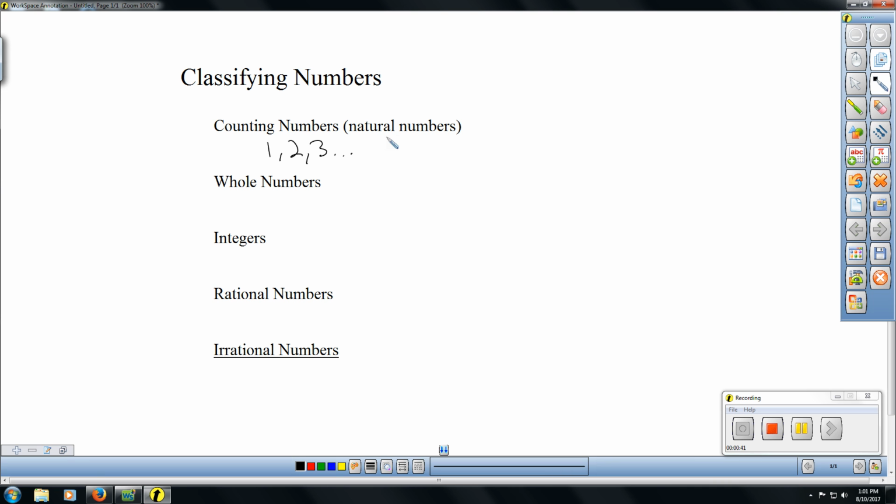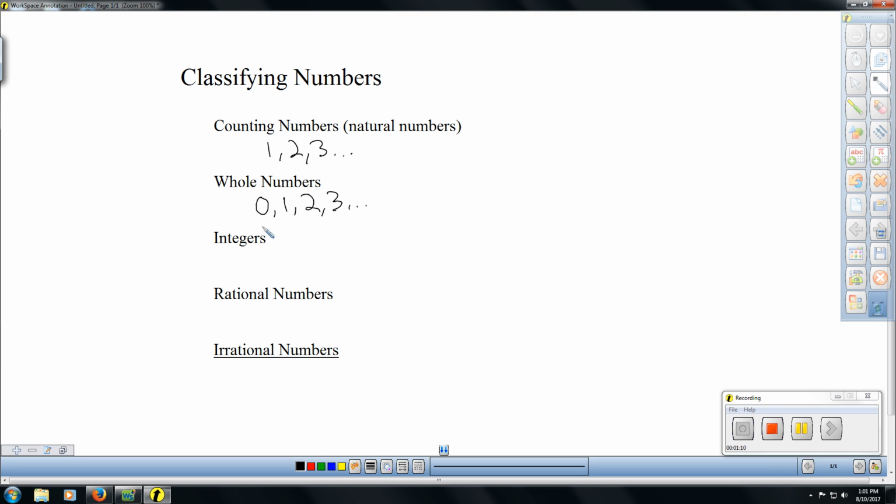The next group changes things just a little bit. And this is called the whole number group. Now the only major difference here is that here we include the number 0. And then we continue with the set that we just saw here, 1, 2, 3, and so on. So the only real difference here between the counting numbers and the whole numbers is this addition of 0. And you may think, wow, that's really silly, but again, it's a classification. 0 is not a number we count with.